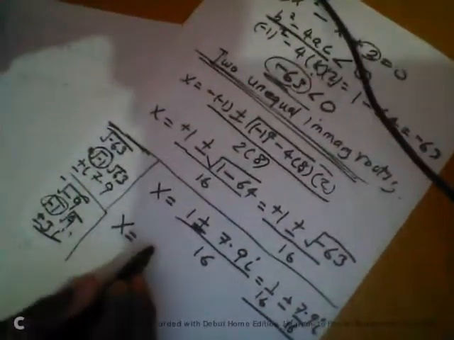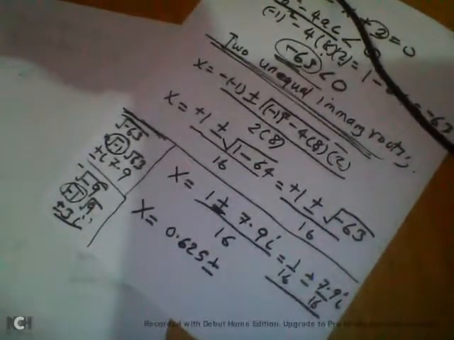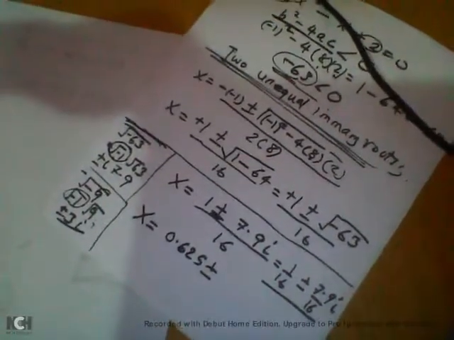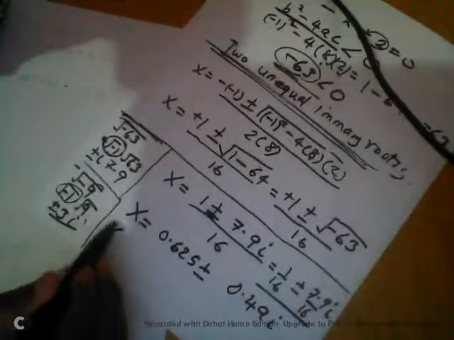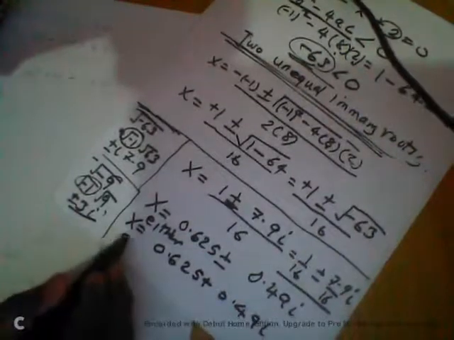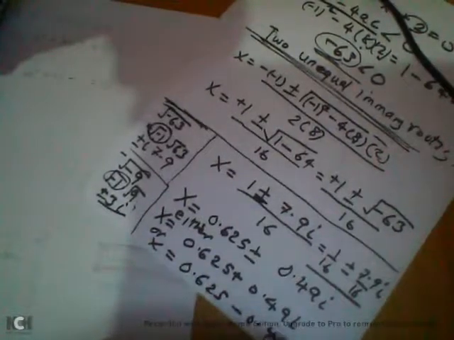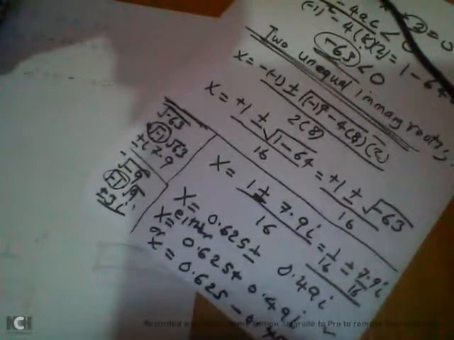So we go 1 over 16, we get 0.625, 0.625 plus or minus 7.9 divided by 16, we got 0.49, and this is going to be 0.49 imaginary. So we got two values of x here. x equals either 0.625 plus 0.49 imaginary, or x equals 0.625 minus 0.49 imaginary.